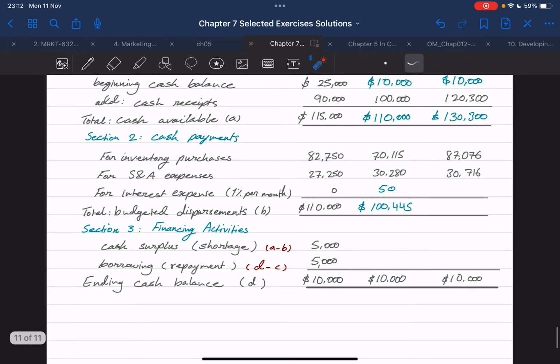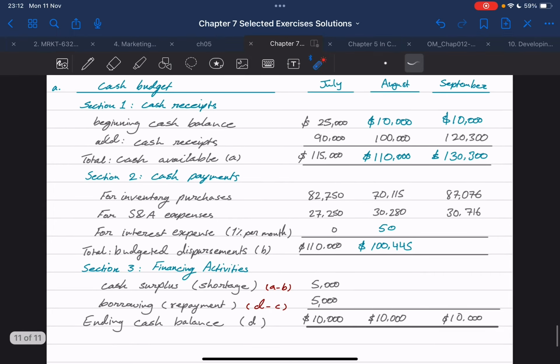And because now I have the total cash available for the month of August and the total budgeted disbursements, I can calculate the cash surplus or shortage. How do I do that? We take the total cash available and then subtract the total budgeted disbursements. So on my calculator, I'm going to say 110,000 minus 100,445. Okay. And that will give me $9,555.